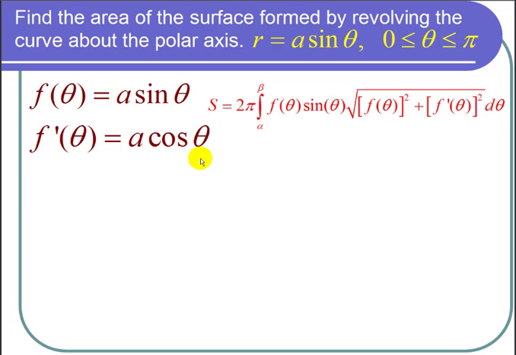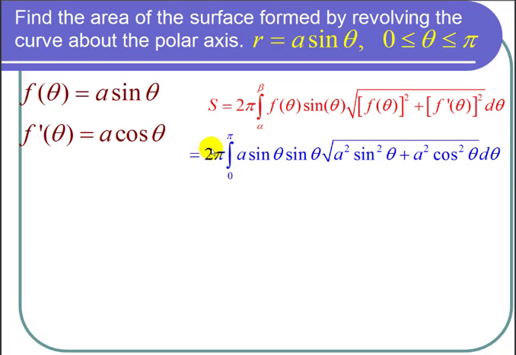So now I just plug in, and I get 2 pi times the integral from 0 to pi of a sine theta times sine theta times the square root. f squared is a squared sine squared of theta, and f prime squared is a squared cosine squared of theta. And then I have d theta.